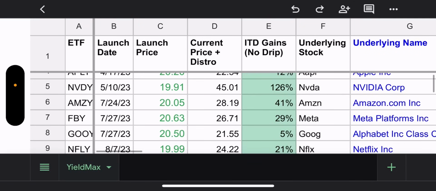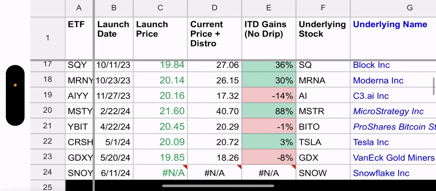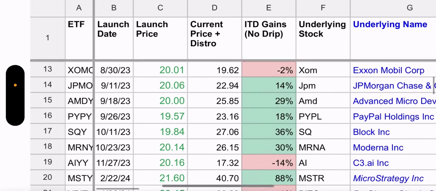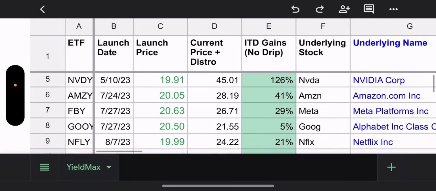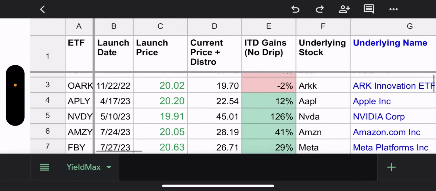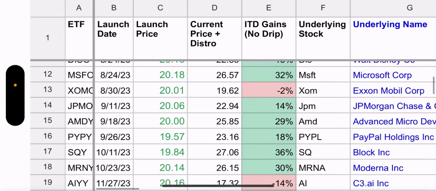Okay, so again, most of them are green, so that's a good sign. The ones that are red are the ones you would expect. YBIT, I'm not worried about that one. I'm sure it will turn green. GDXY, man, how the hell is that down 8% already? Could be a buying opportunity. I don't know, but it's a good diversification option for GDXY. But who knows? I have YieldMax, so eventually I'll have exposure to it.